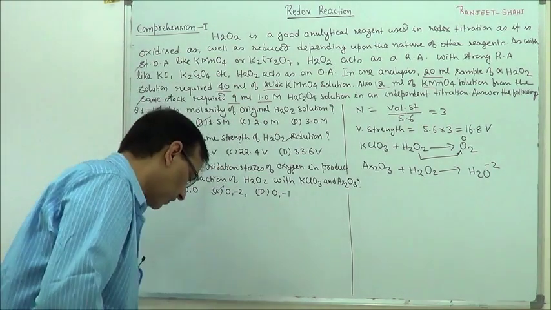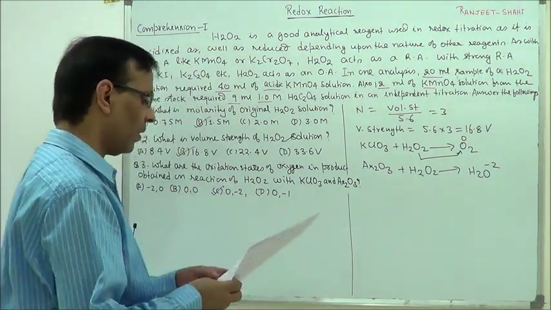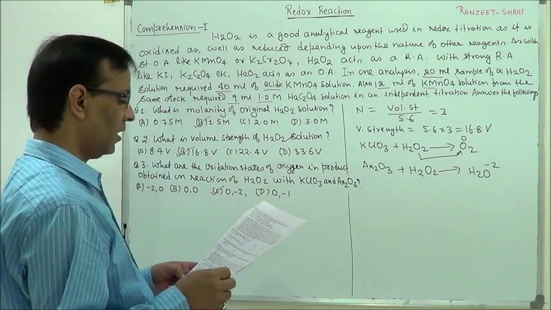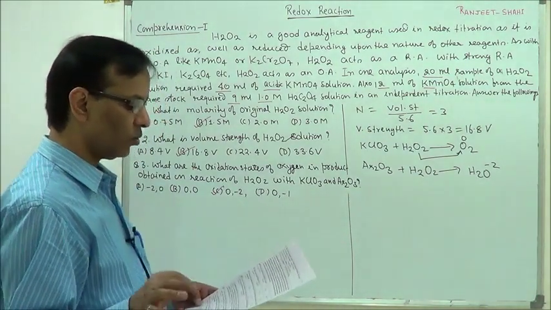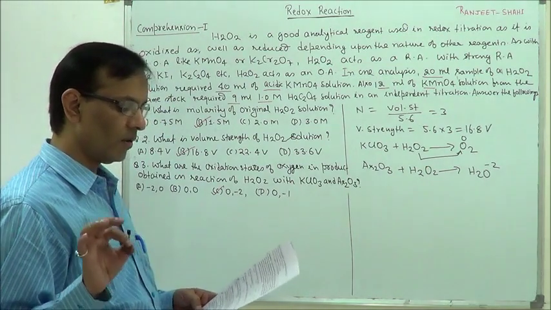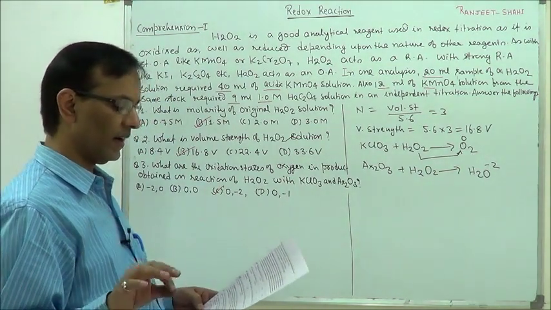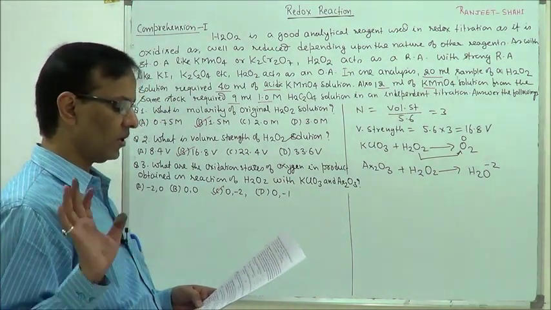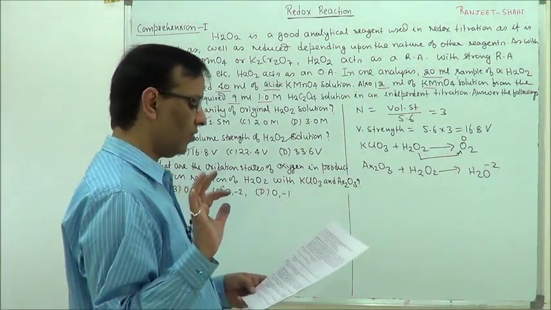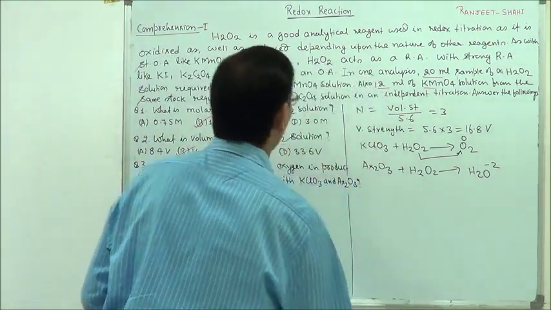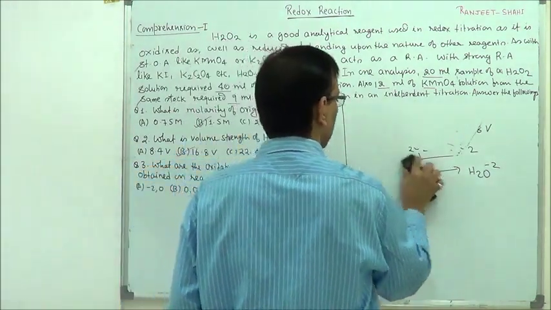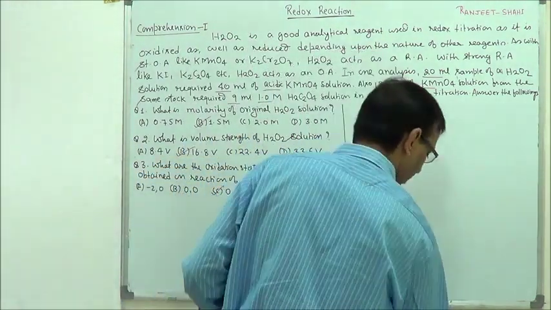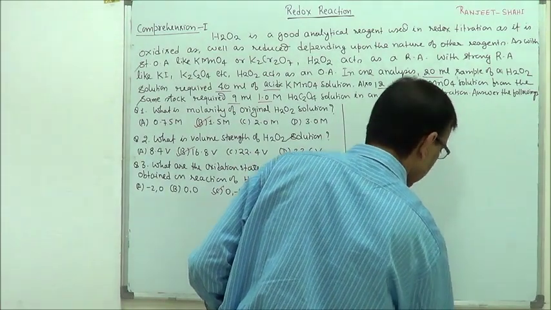There is one more question based on the same comprehension. If to 30 ml of the above H2O2 solution, 20 ml of a 2 molar H2O2 is further added, the volume strength of the resulting solution would be changed to. The question is, which is the fourth question on this comprehension.